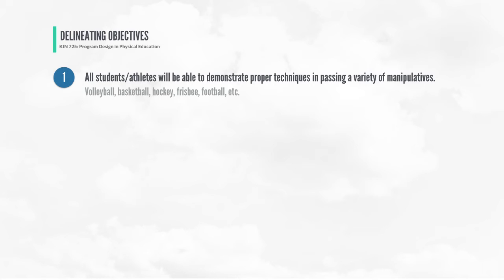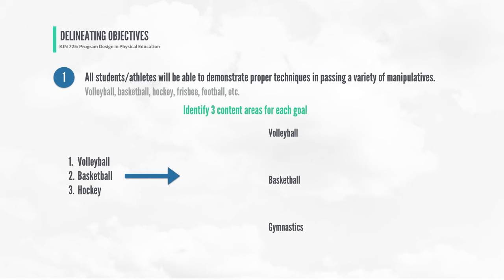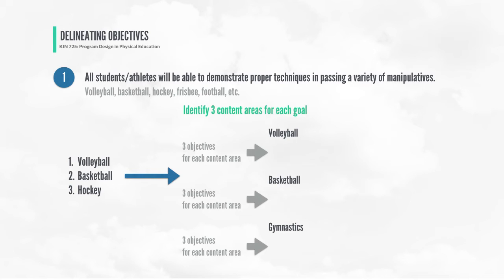Now once you have your list of content areas that can be addressed within each goal, you'll identify 3 of those areas that you want to focus on. We can say for our first goal statement that the 3 content areas we're identifying are volleyball, basketball, and hockey. Our goal addresses passing, and so there's passing expected in each one of these skills or games. Then you'll need to develop 3 objectives for each content area. The easiest thing to do is to develop an objective for each learning domain.